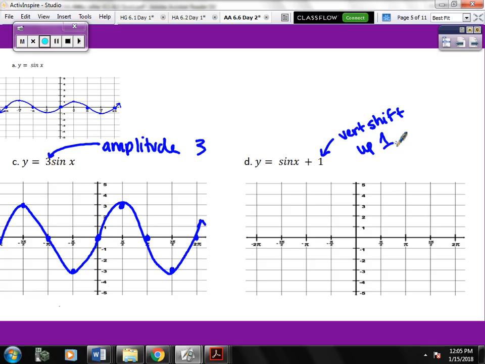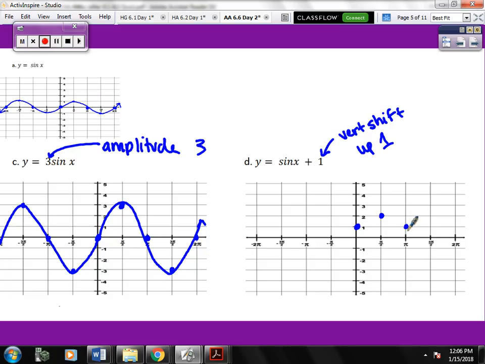So my parent function originally started at 0, 0. I'm going to shift that up 1 unit, so my starting point is going to be at 0, 1. I always usually do the positive quadrant. The next one started at 1. I'm going to shift that up 1 unit, so that'll actually go to 2. At pi, it was at 0. Shift that up 1 unit. That goes to 1.